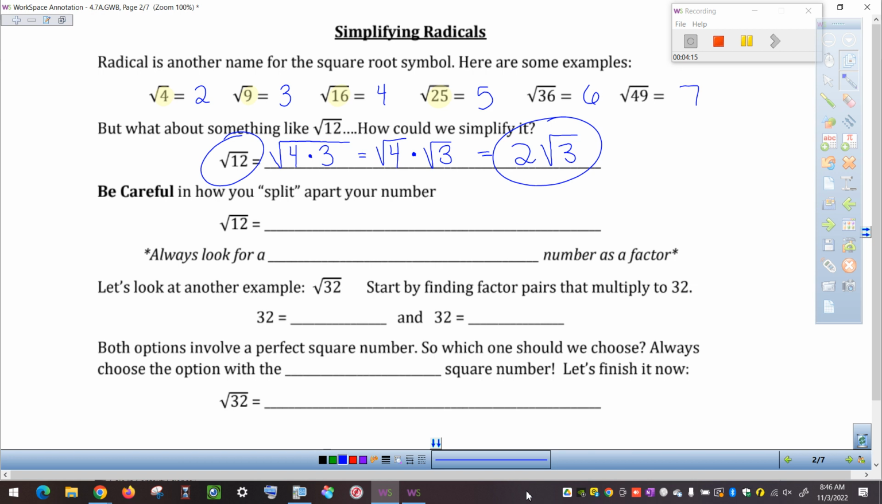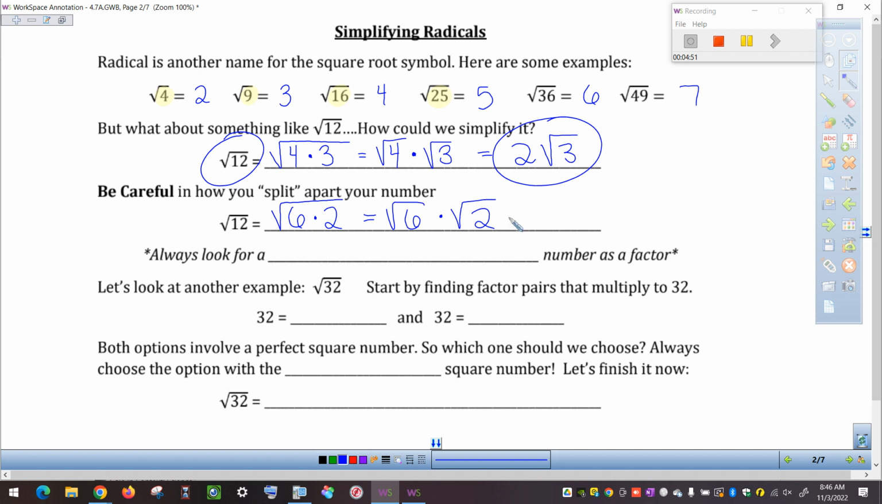Now, I want to say here that we do need to be careful in how you split apart your number. So I chose the factors 4 and 3 very carefully because I wanted one of the factors to be a perfect square number. If I were to split this into the square root of 6 times 2, technically so far, there's nothing wrong about this statement. These are still equal because 6 times 2 is still 12, but then we're going to get stuck because if we try to do the square root of 6, we can't do it. If we try to do the square root of 2, we can't do it.